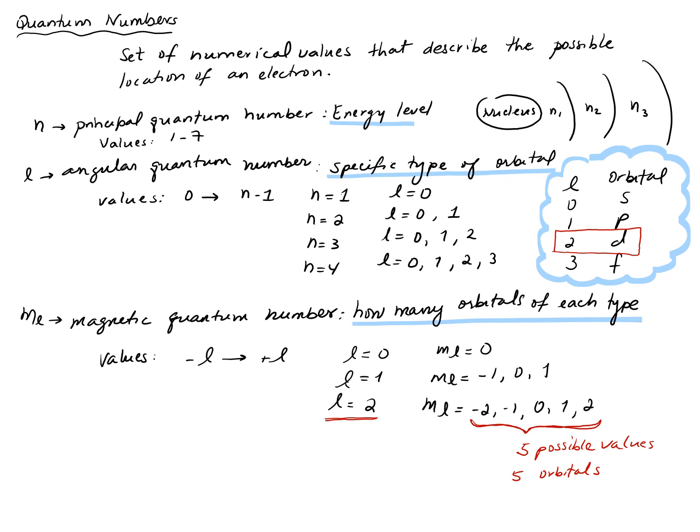When L is 1, you see the values of m sub L are minus 1, 0, and 1. 3 possible values.